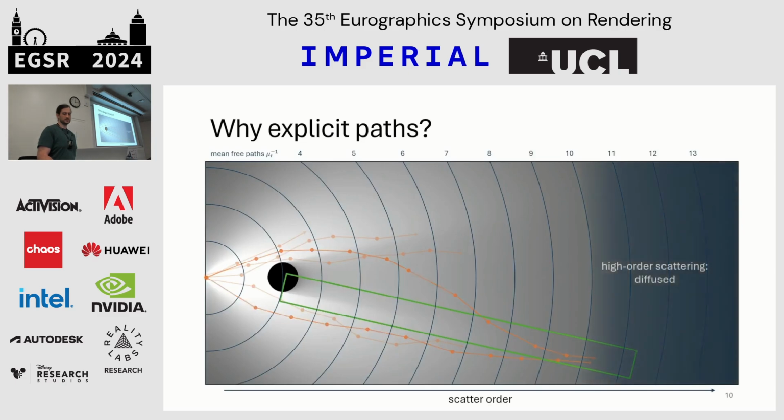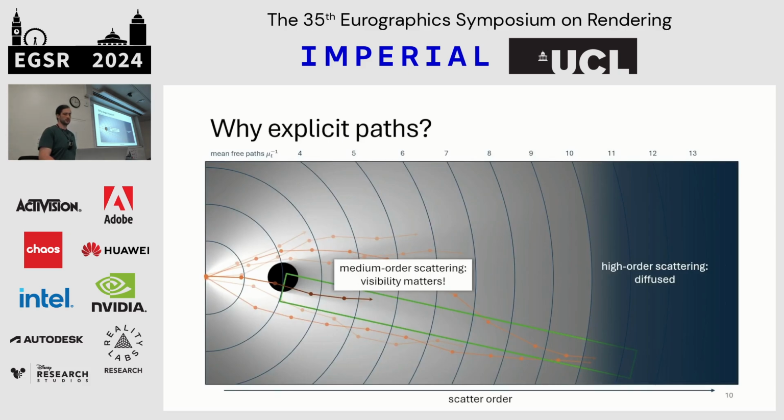So for the high-order scattering, as I said, for this part, we might be able to use some diffusion approximation. But for the part on the left side, where the low-order scattering happens, the visibility is actually quite important, and we need to do explicit path sampling so we are able to test for visibility against the geometry in the scene.